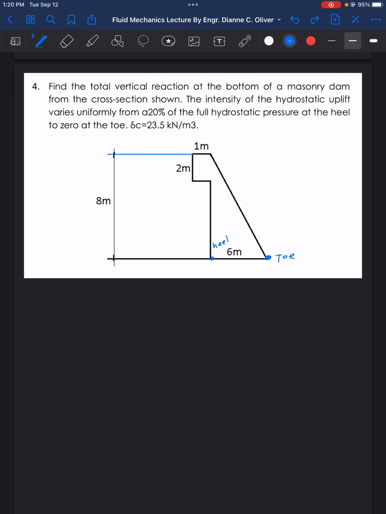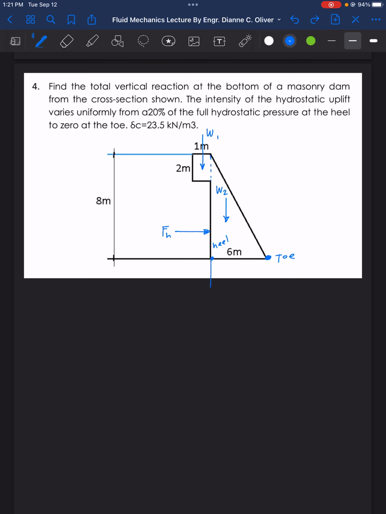We have the weight. So let's divide it into 2. So this is our weight, W1, then this is W2. Then we have the hydrostatic force, of course, FH. And then we have the uplift force. The intensity of the hydrostatic uplift varies uniformly from 20% of the full hydrostatic pressure at the heel. So we have an uplift force here.